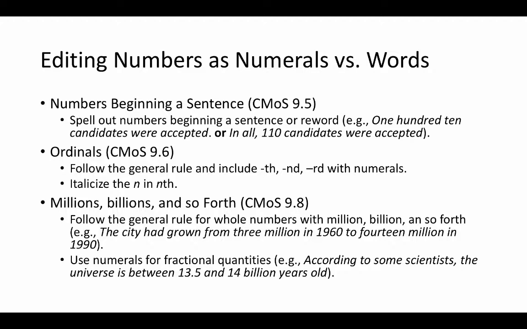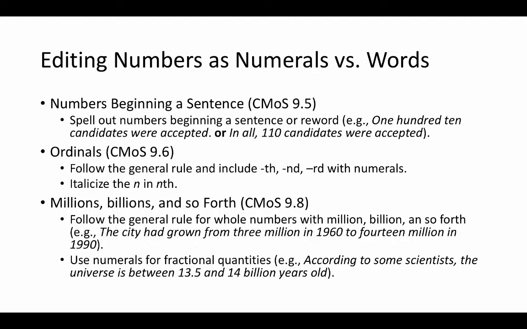For ordinals, follow the general rule, which is again, whichever one you choose, 1 through 100 or 1 through 9, follow your rule and then include the th, nd, or rd with the numeral. Italicize the n in nth, so whenever you want to talk about nth degree or whatever, you need to italicize that n, which goes back to the way we should treat letters when we use them as letters.